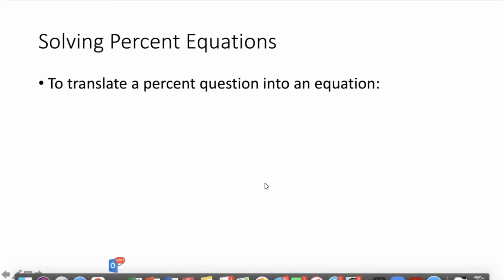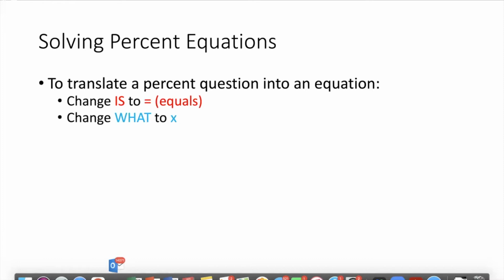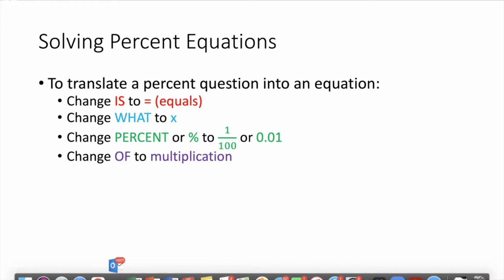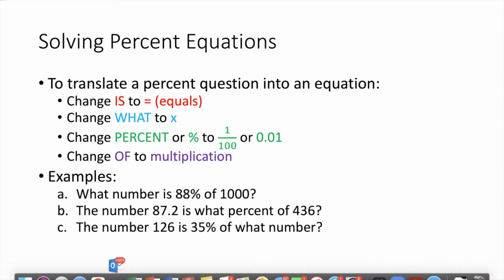All right, so we'll start with percent equations. My advice whenever you're solving a percent equation, and I'll show you some examples, is wherever you see the word is, change that to an equal sign. Wherever you see the word what or what number, change that to X. Wherever you see the word percent or a percent symbol, change that to either 1/100th or the decimal 0.01. And finally, change the word of to multiplication. So these are the three examples we're going to be looking at, and I will switch over to my tablet.